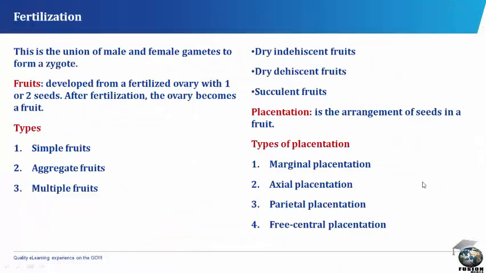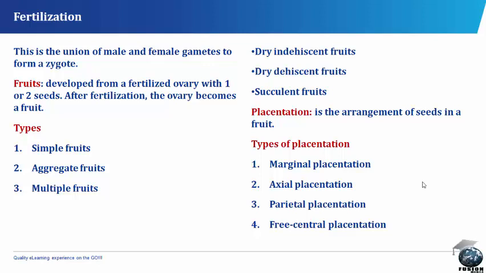Fruits. Fertilization. This is the union of male and female gametes to form a zygote. Fruits develop from a fertilized ovary with one or two seeds. After fertilization, the ovary becomes a fruit.